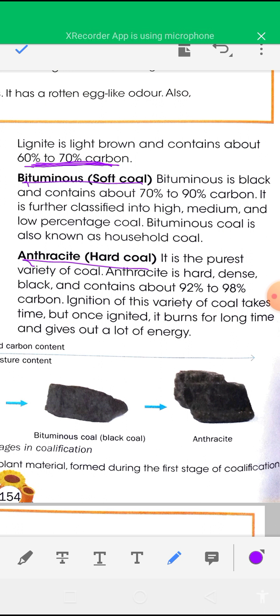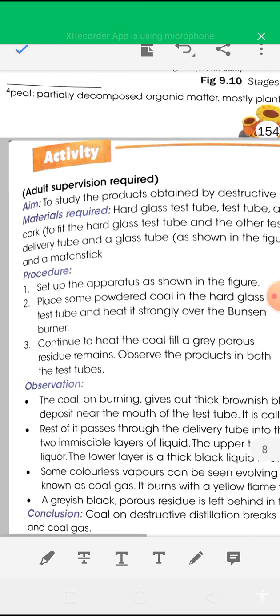Bituminous coal contains 70 to 90% carbon, and bituminous coal is also known as household coal. And anthracite coal, hard coal, contains 92 to 98% carbon. So these are three types of coals.